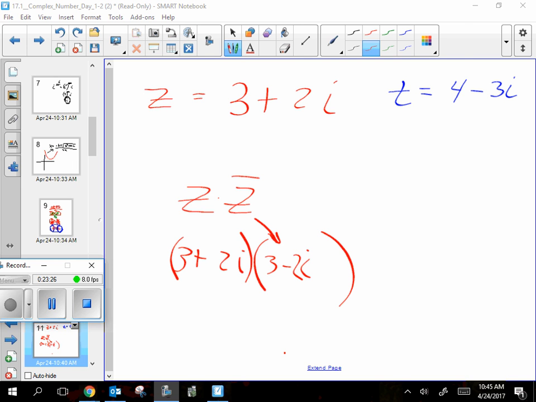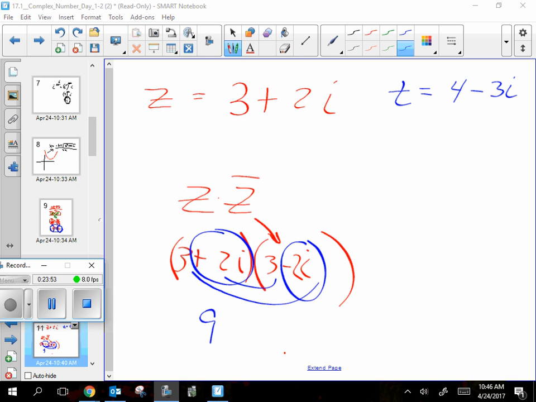So z, which is 3 plus 2i, times the conjugate of z, which is what? 3 minus 2i. And I want you to get what conjugates do again. The first is 9. The outside and the inside cancel. That's the whole point of a conjugate, so they're really quick to do. And then the lasts are 2i times -2i. What does it come up to?